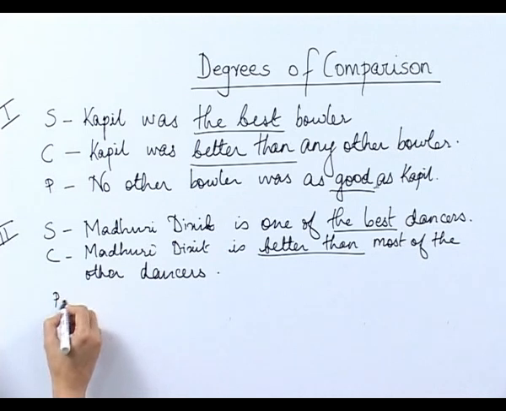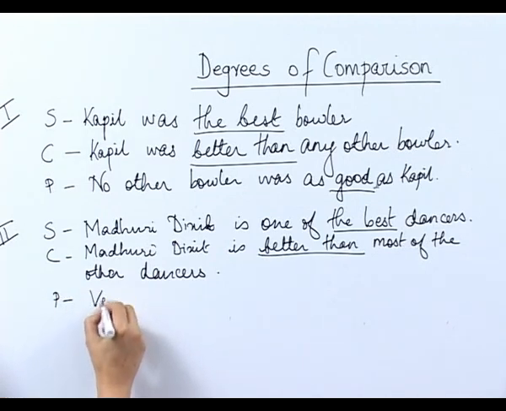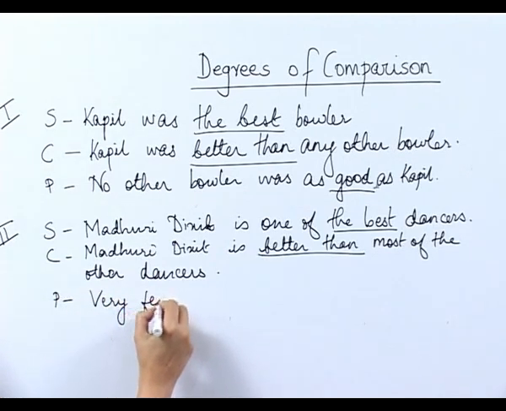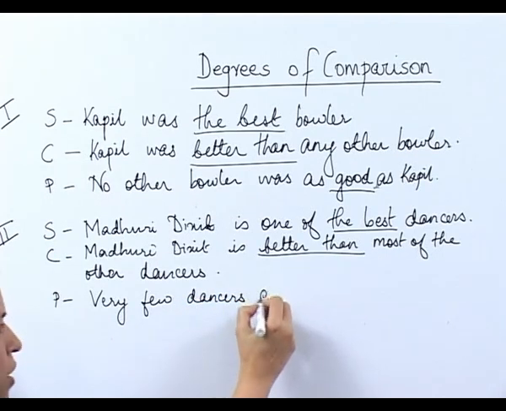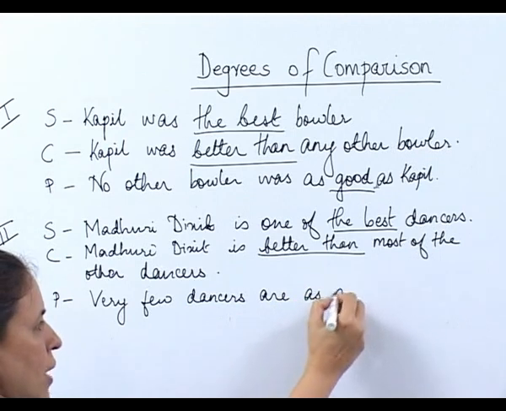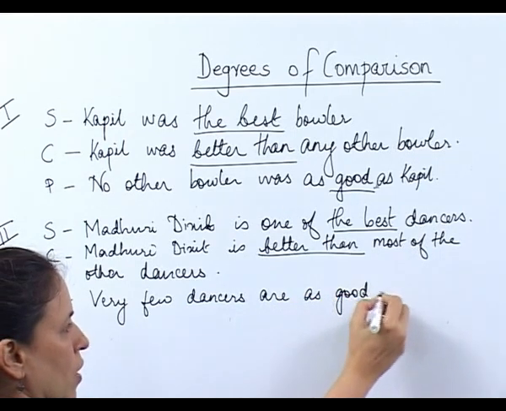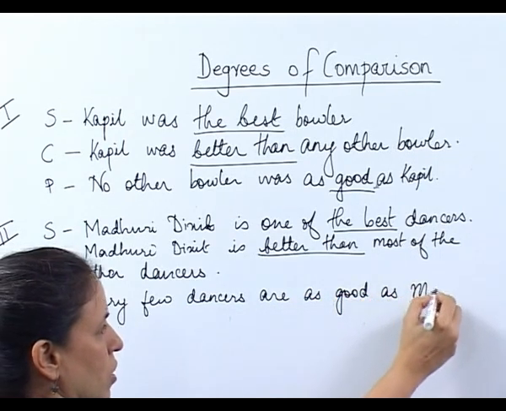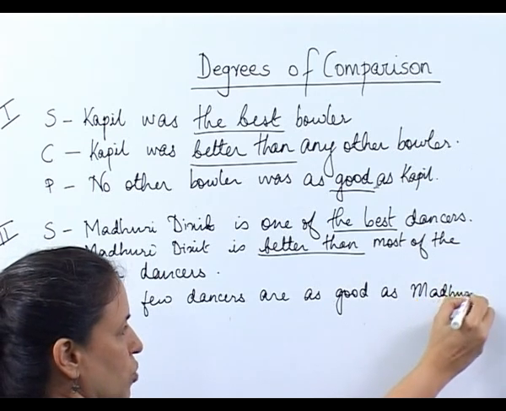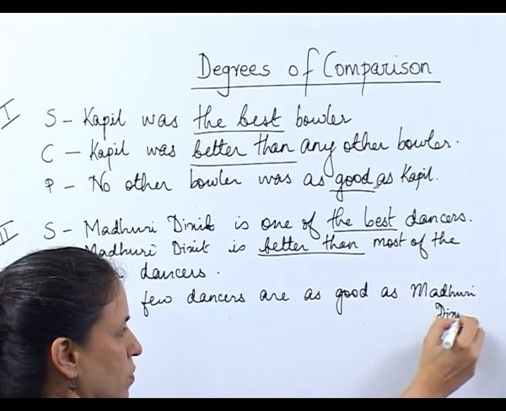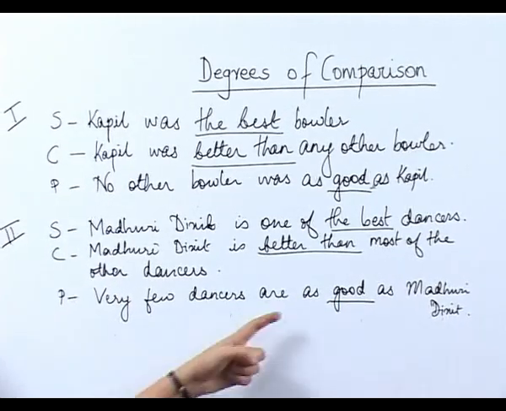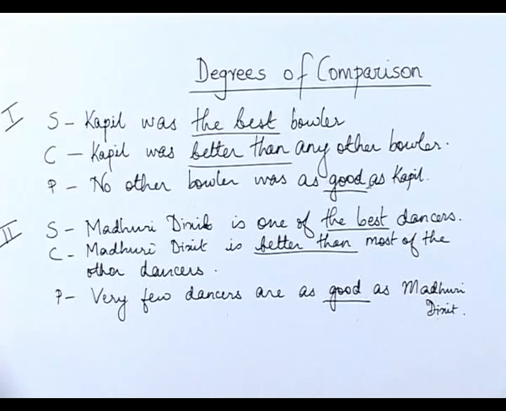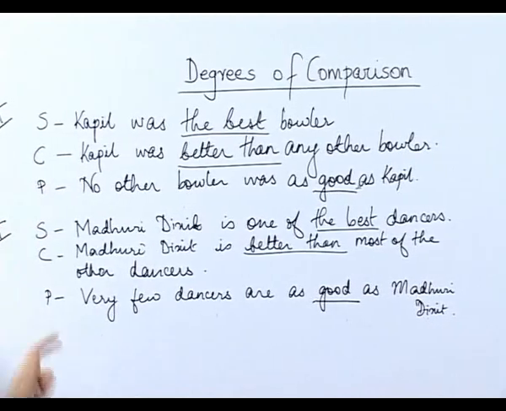In the positive degree, very few dancers are as good as Madhuri Dixit. Have you got the 3 degrees? Good, better and best. But you can see that both these formulae are different.